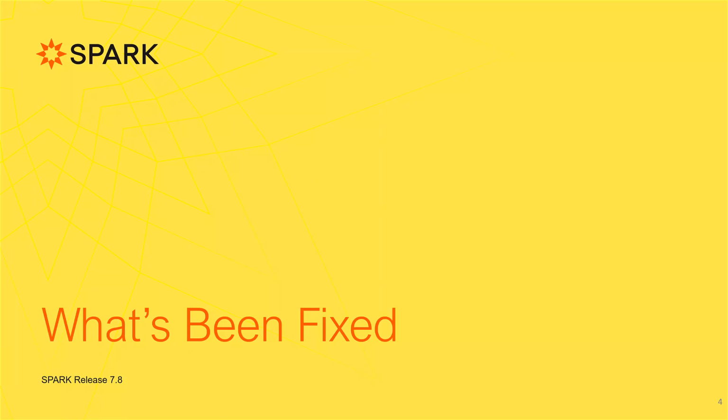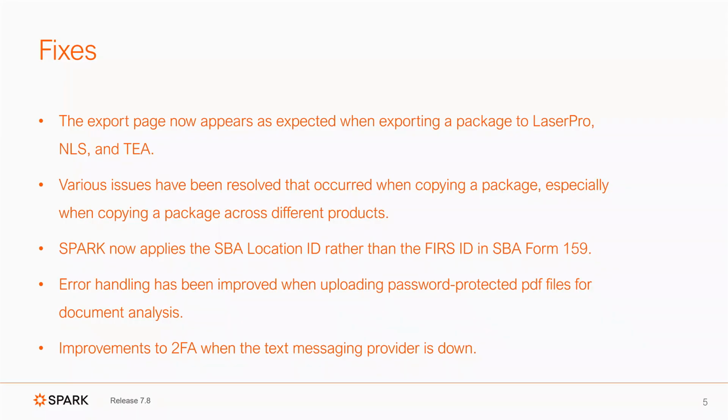So let's start with some fixes in 7.8. So first, the export page is going to appear as expected when you export a package to LaserPro NLS DEA. Various issues have been resolved that have occurred when copying a package, especially when you're copying across different products. You may have seen issues with the package team, with some of the figures in the package not copying correctly. So those have been addressed. Spark now applies the SBA location ID rather than the FERS ID in SBA Form 159.